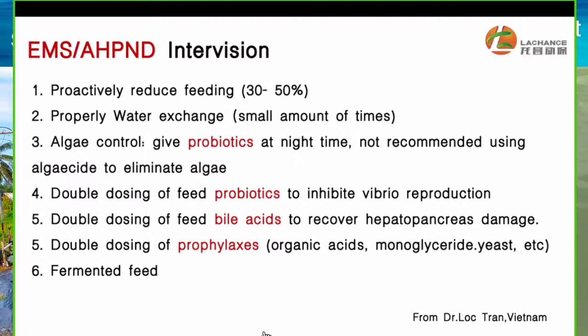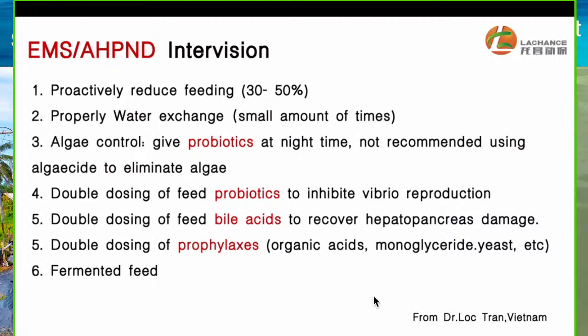So come to point 5. We can double dose the feed bile acids to help recover the shrimp's pancreas, because as I mentioned, with HPND, the yams, the vibro mainly attack the shrimp's pancreas and intestine, right? So when the pancreas is damaged, what can we do for the shrimp? Add some feed bile acids to help recover the pancreas and the intestine. That's why I suggest you double dose it.